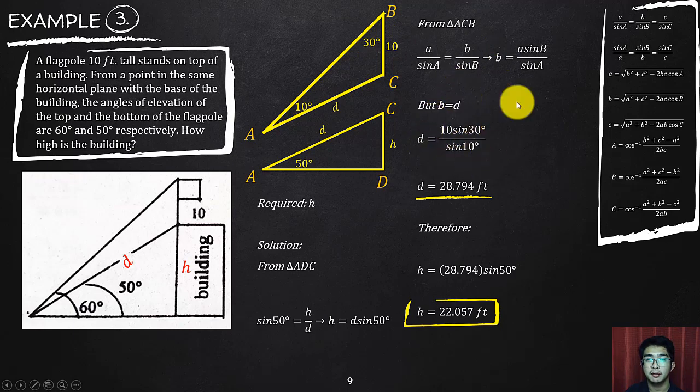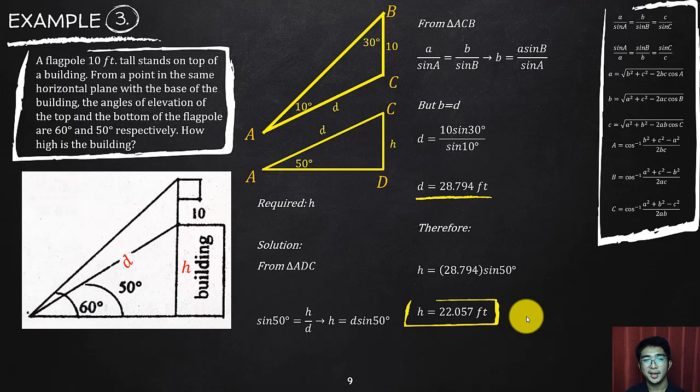Following this formula, replacing B with D, D is 10 sine 30 degrees all over sine 10 degrees, which makes D 28.794 feet. Where are we going to use this? We need this to solve for the height of the building. H is equal to D, 28.794 sine 50, which gives H equal to 22.057 feet. That is now the height of your building.